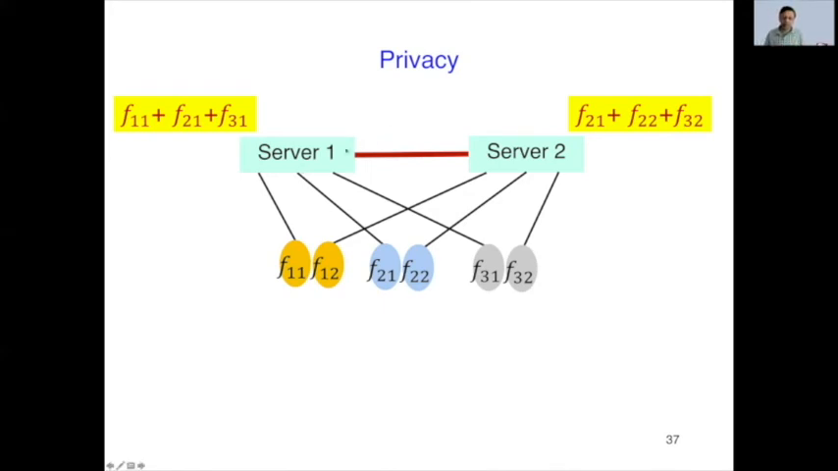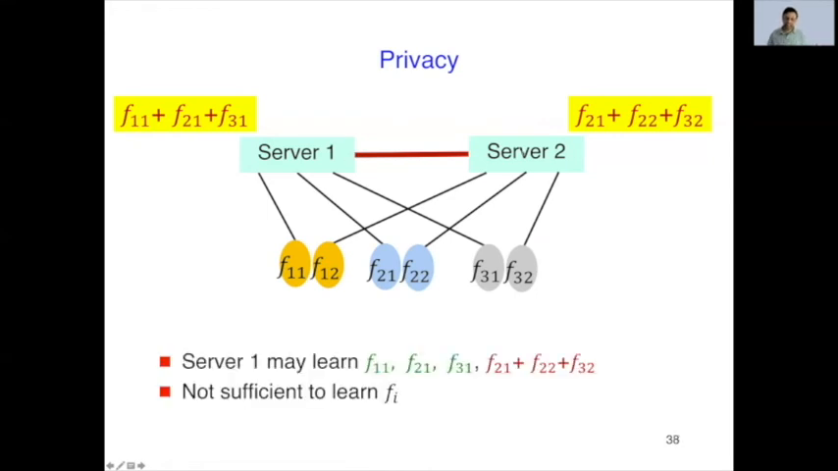Now, what server one and server two exchange with each other are results of the aggregation step, right? Meaning server one updates its own estimate using the gradients received from these three simulated agents. And then during the consensus step, it is going to exchange this new estimate with the other server. In effect, the most that server one might reveal to server two is the summation of f11, f21, and f31. And similarly, the most server two might reveal to server one is the summation of f12, f22, and f32.